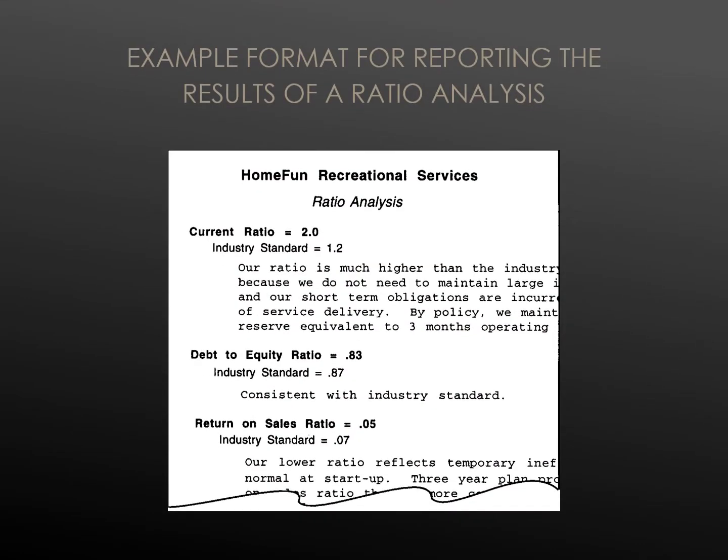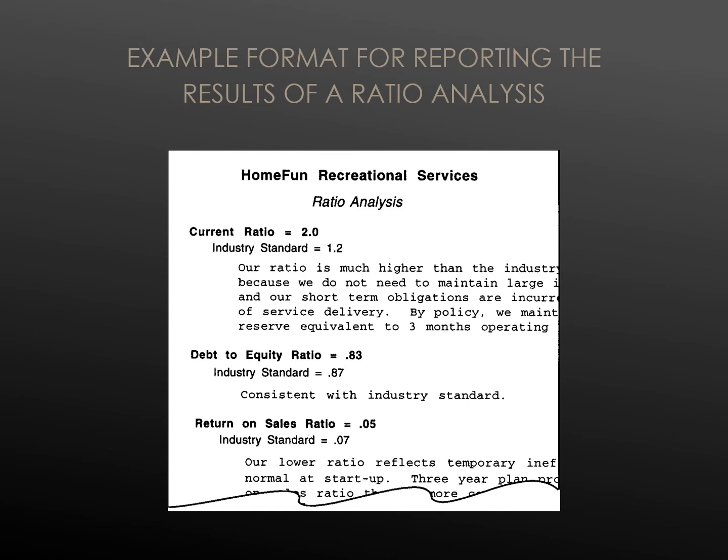So if we look at the current ratio, which we talked about previously, our current ratio for a business, per se, is 2.0. The industry standard is 1.2. So in this example, our ratio is much higher than the industry standard because we do not need to maintain large inventories to meet our short-term obligations and so forth. So again, we're looking at an industry standard as one number for that current ratio, and ours is a little bit higher.